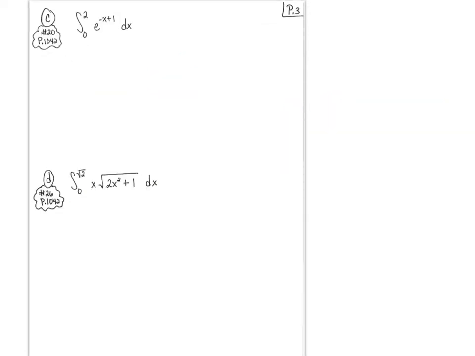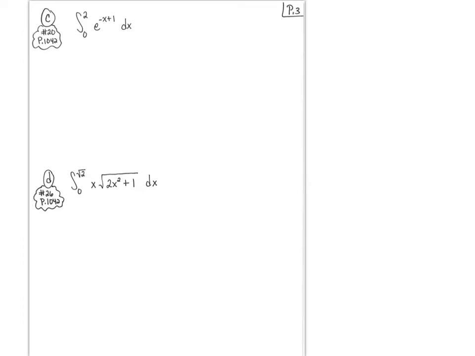We have a few more examples. We're now going to look at those. So here, let's start. We need to find the antiderivative. We are evaluating the integral from 0 to 2 of e to the negative x plus 1 dx. Now, here you have to be careful, okay?